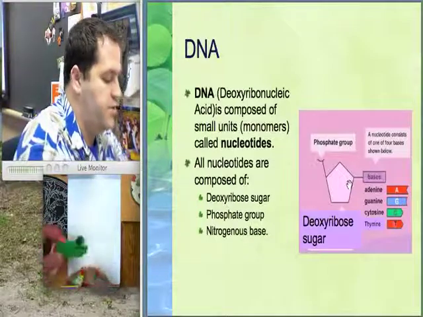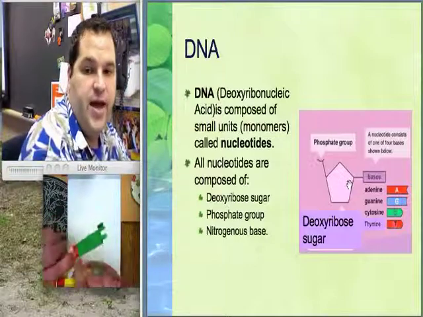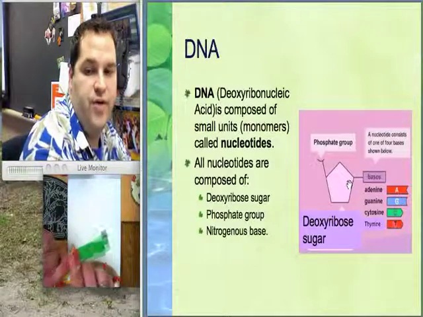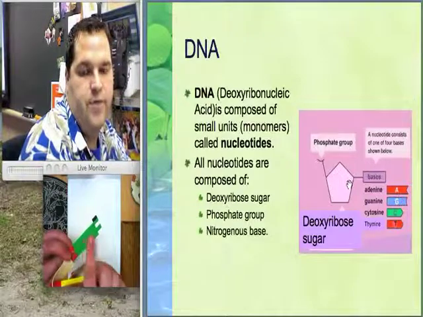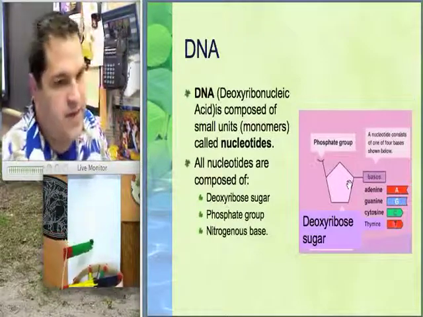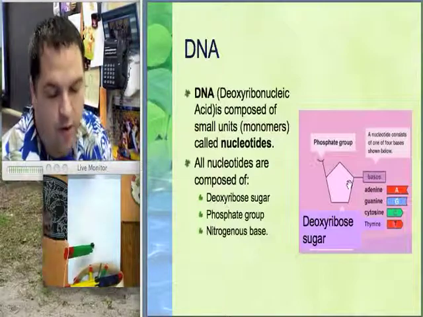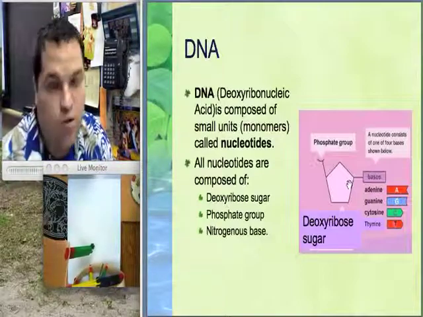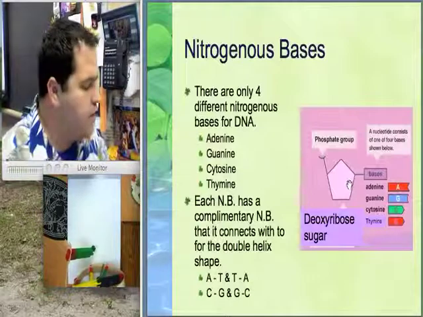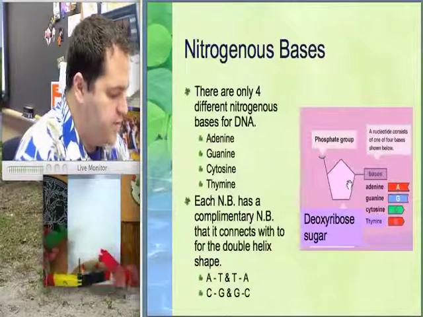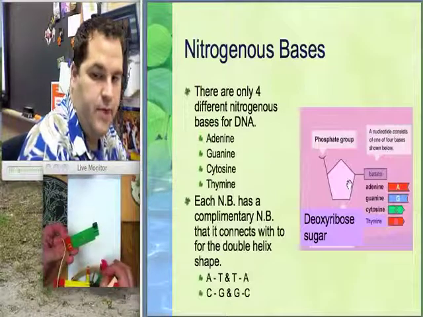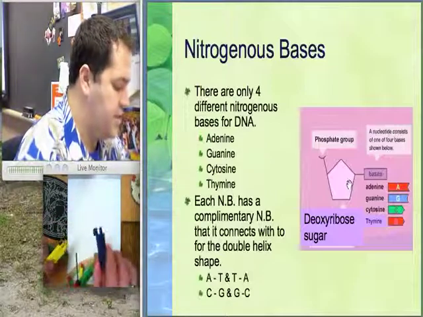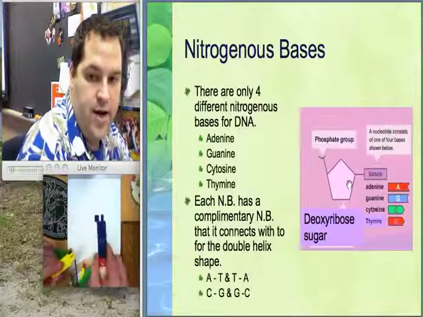This one's probably a little easier to see because the colors are more different. We have the deoxyribose sugar, the phosphate group here, and then we have the nitrogenous base here. Okay? Now, the nitrogenous bases are really where the important part of this whole understanding comes from. You see, there are 4 types of nitrogenous bases. We have adenine and thymine, and we have cytosine and guanine.